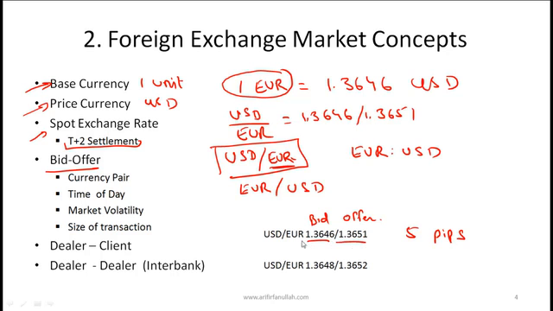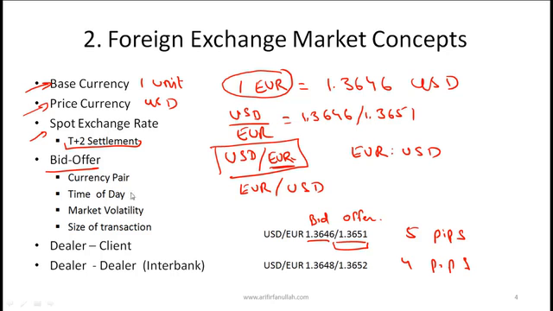So in terms of this currency, it is expressed in 4 decimal places. So if you take the last decimal place, you have 0.3646 and 0.3651. In terms of the last decimal place, we have a difference of 5. So we will say that the spread here is 5 pips. Another example is over here, where we have the bid being 1.3648 and the offer 1.3652. Here the spread is 4 pips.